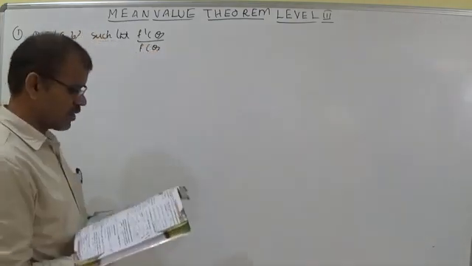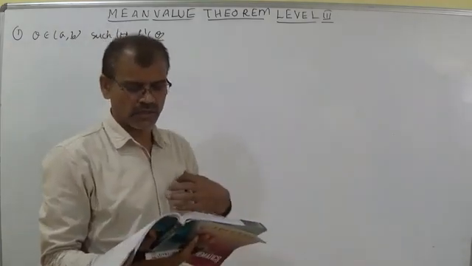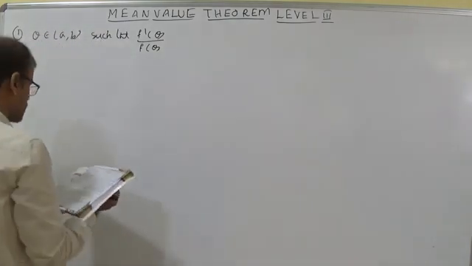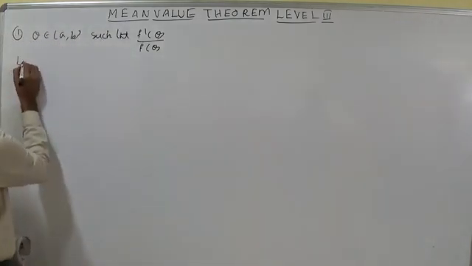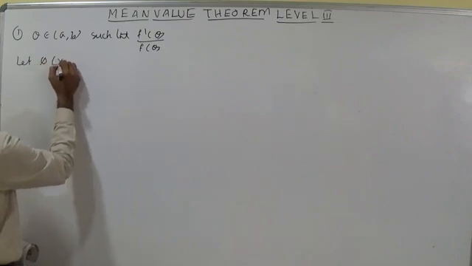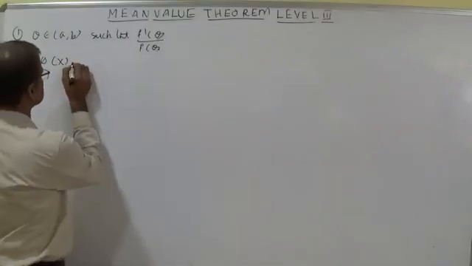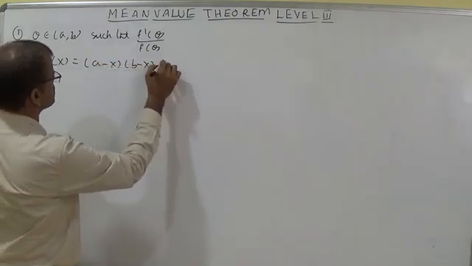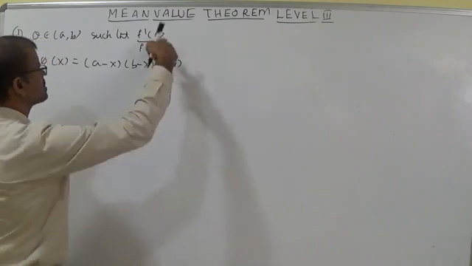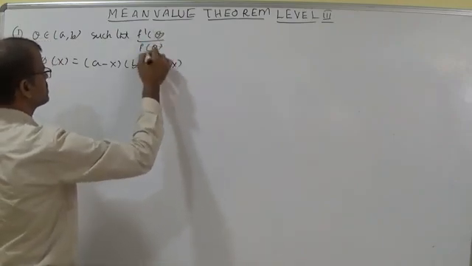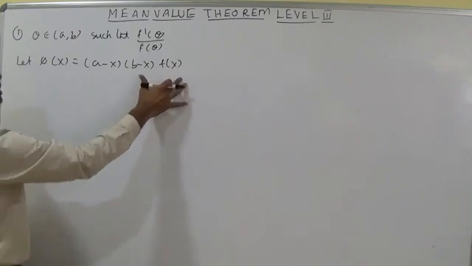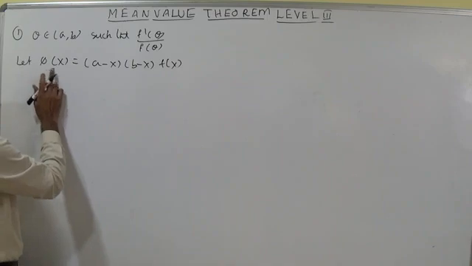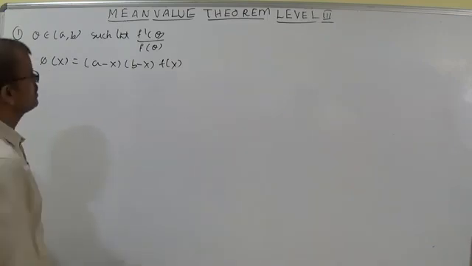Options are given in the form of 1 by a plus theta, 1 by b minus theta, like that. Every option is related with a and b. So let the function also be related with a and b. Let us take the function phi of x is equal to a minus x into b minus x into f of x, because f dash of theta and f of theta related function is needed. So phi of x is this function, a minus x into b minus x into f of x.